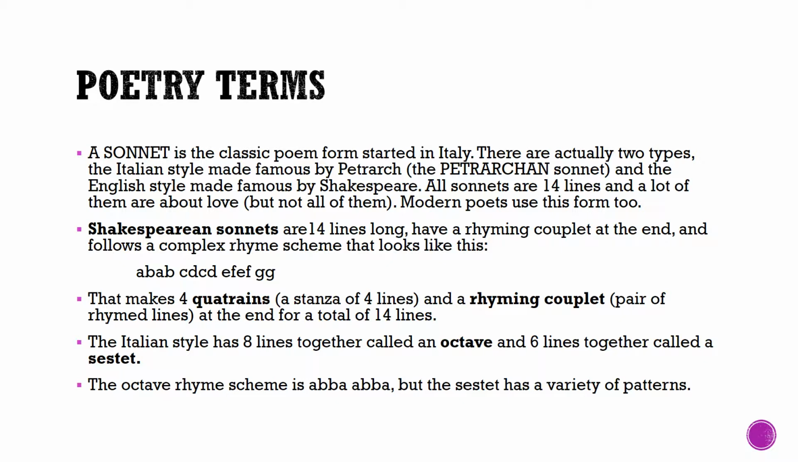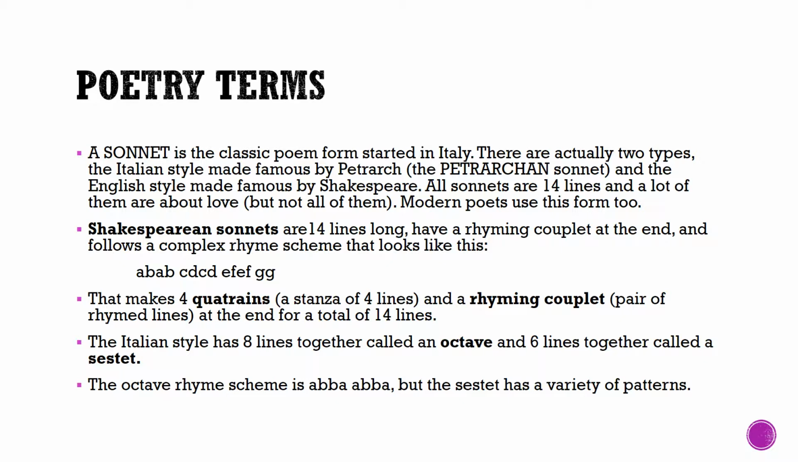Shakespearean sonnets are 14 lines long, have a rhyming couplet at the end, and follow a complex rhyme scheme that looks like this: A, B, A, B, C, D, C, D, E, F, E, F, G, G. That makes three quatrains, stanzas of four lines, and a rhyming couplet, a pair of rhymed lines at the end, for a total of 14 lines.